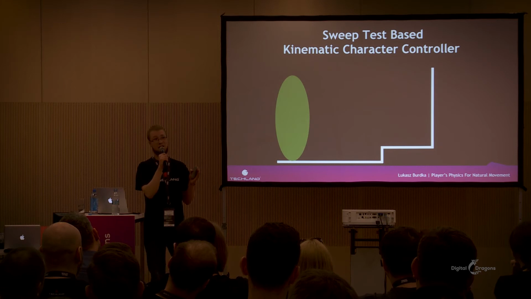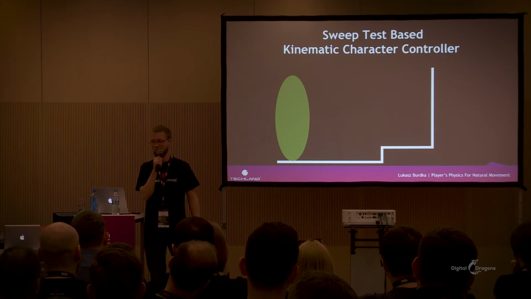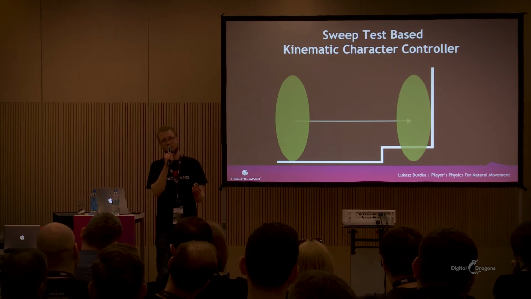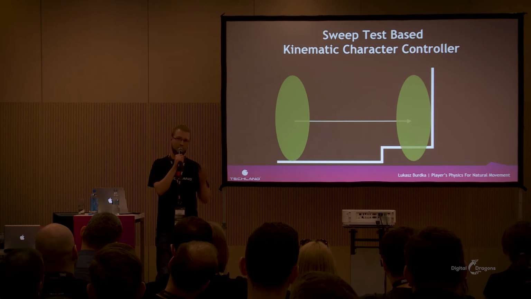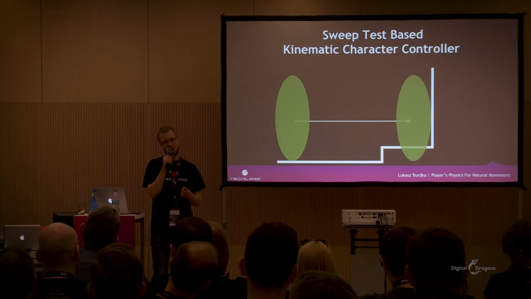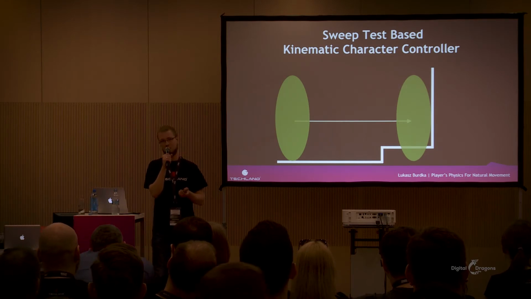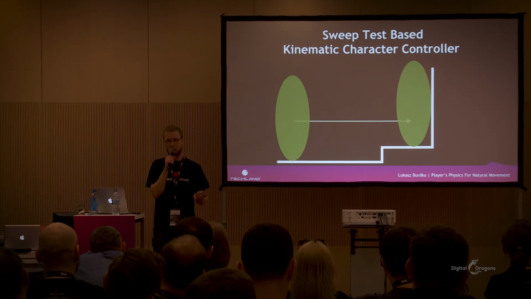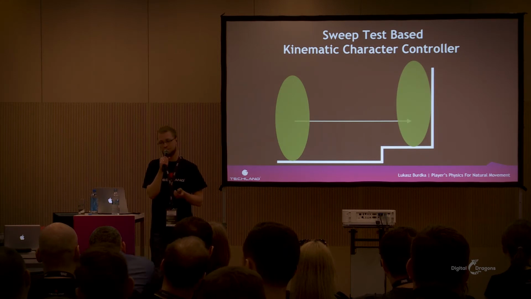And as the name suggests, it was quite simple. We just set the target position where we wanted to move. And using volumetric traces, aka sweep tests, we checked how far we can move in that direction. Then, using sweep tests, we checked where the ground is. And finally, we moved a kinematic body there.